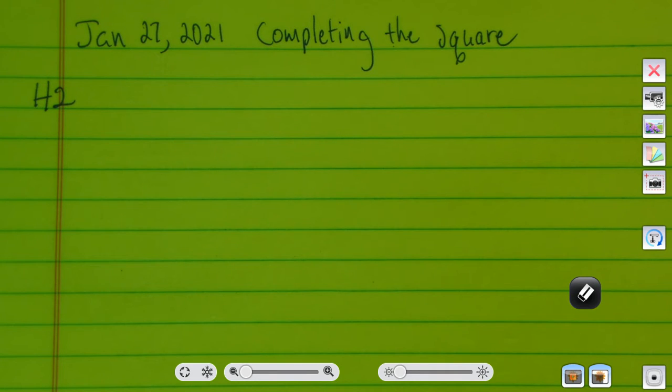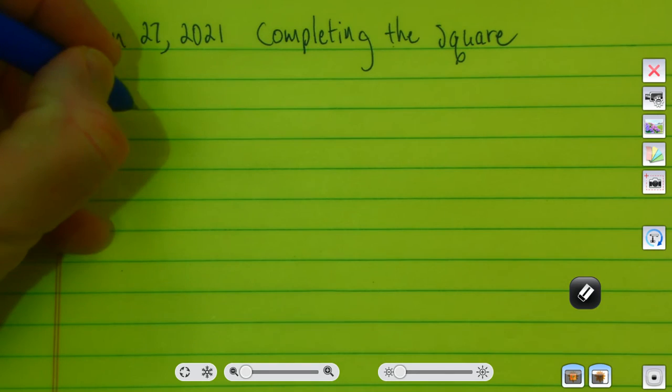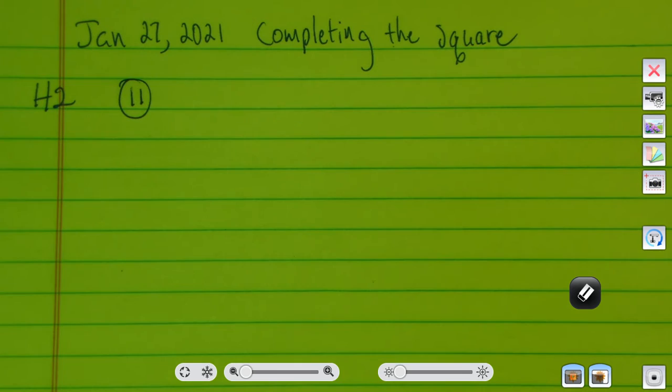These aren't really completing the square problems. They're kind of an extension of solving by square roots. But we're going to need this type of problem to move into the next part. So if you would, in that assignment on H2, this will be problem number 11. You might want to label it number 11.